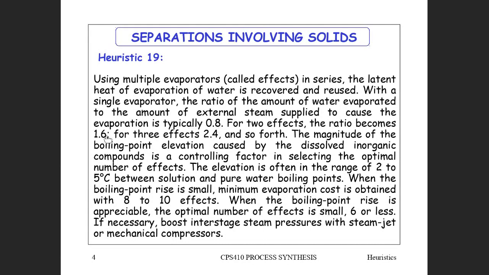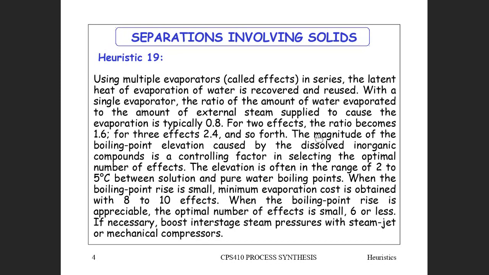0.8 plus 0.8 is 1.6, and for 3 effects, 2.4. So remember, I was talking about all of those condensate arrows that went down. The first one is 0.8, and the next one is also 0.8, and the next one is also 0.8. When you add up all those 0.8s, for every 1 kilogram of steam, with one effect you can evaporate 0.8. With two effects, you've got two condensate streams, both of them 0.8, so you can evaporate 1.6 with 1 kilogram of steam. Three effects, you can evaporate 2.4, and so forth.